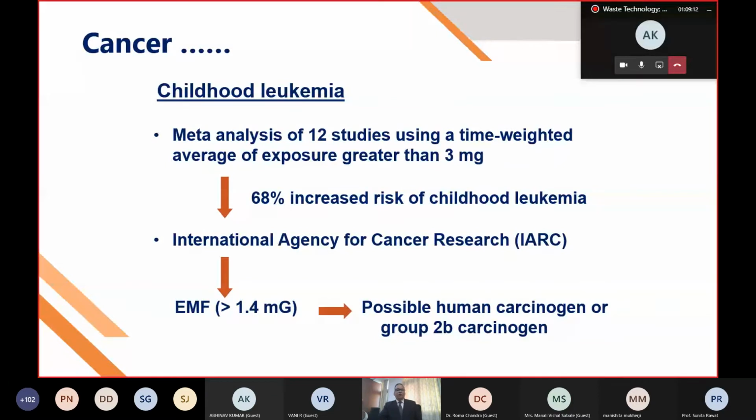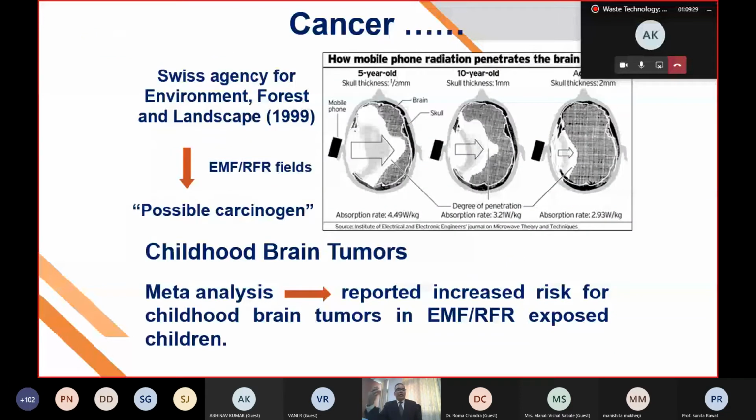Childhood leukemia, as I told you, the kids residing nearby a tower or high tension line are facing leukemia. It is also proven. The Swiss agency has given data after a number of researches that 5-year-old children are getting more damage because of the mobile phone, compared to 10 years and more. They have shown that a meta-analysis reported an increased risk for childhood brain tumor.